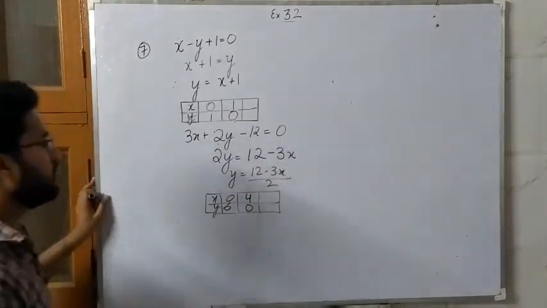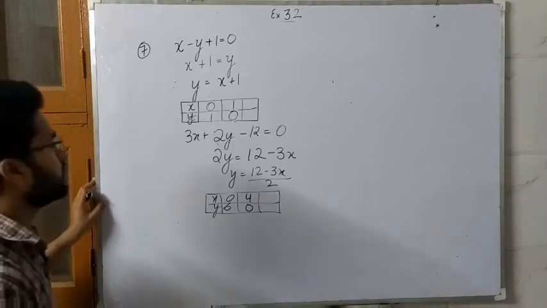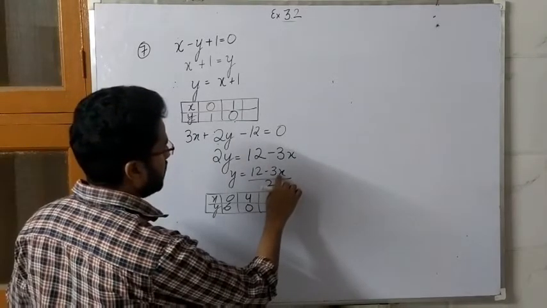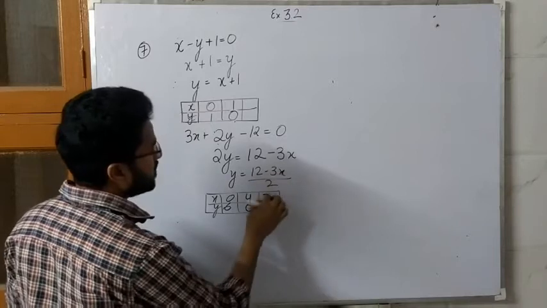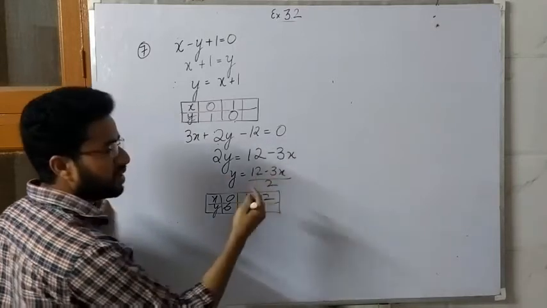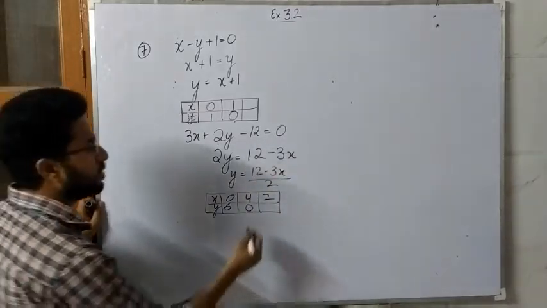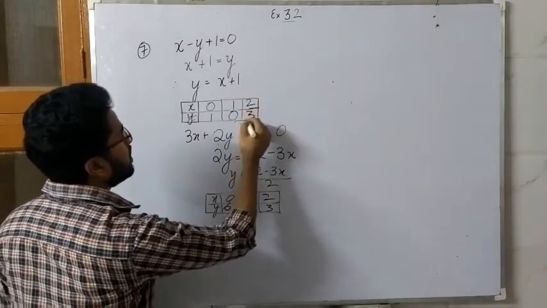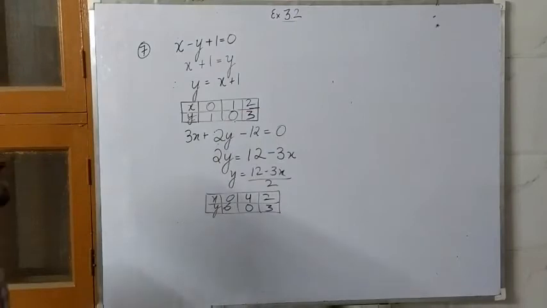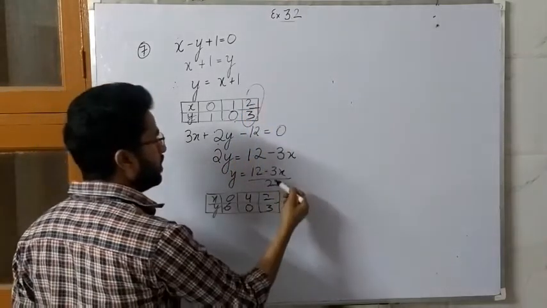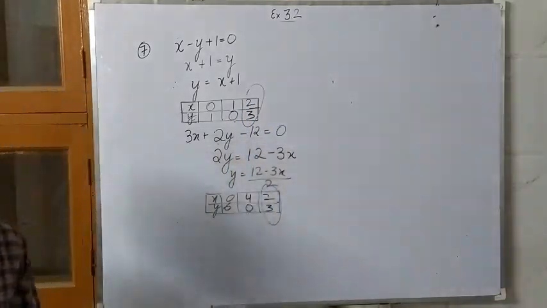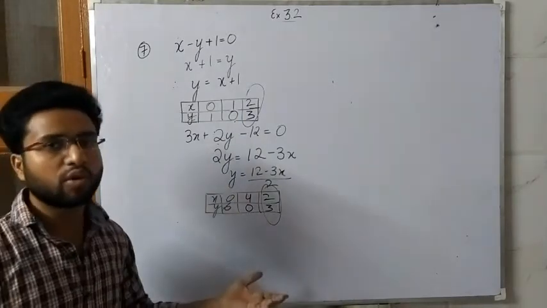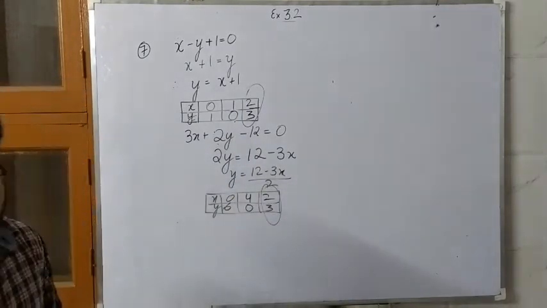And take any other value, let's say if we put 2, 3 times 2 is 6, and 12 minus 6 is 6, and 6 divided by 2 is 3, right? Here also put the 2, so 2 plus 1 is 3, right? So clearly you can see, since this term is common in both the boxes, this will ultimately be the solution, but we have to draw its graph also, right?